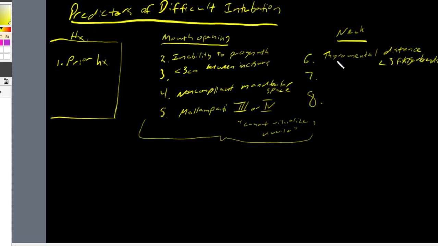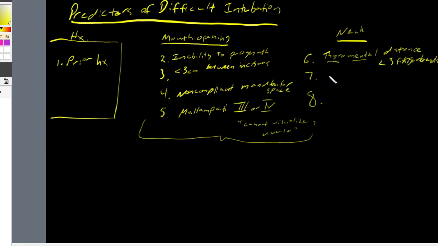So what does this mean? The thyromental distance is the distance from your mentum or your chin to your thyroid cartilage. And this is when your neck is extended. More specifically, it's the distance from the chin to the top of the notch of the thyroid cartilage, during neck extension. If you can stack 3 fingers in between that, then that is a predictor of more ease of intubation. If you have less than 3 finger breaths, then that is a predictor of a difficult intubation.